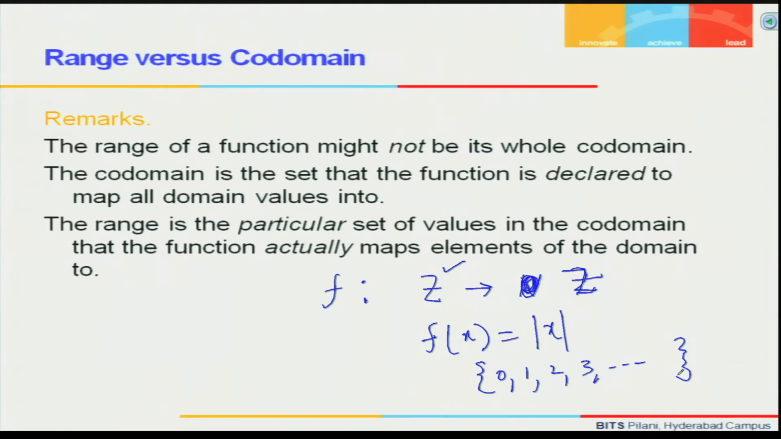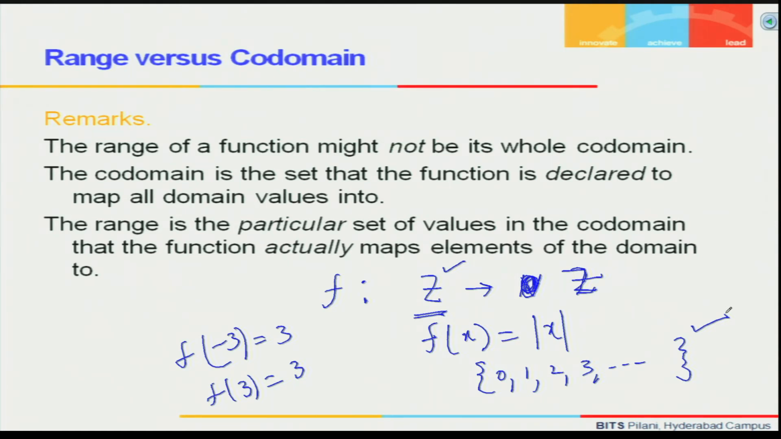What is the codomain? For every value of Z, if the element that I consider is -3, what is f of -3? It is 3. What is f of 3? It is 3. For all the negative integers, I get only the corresponding positive integers, and positive integers get the same number. So the range of this particular function will be 0, 1, 2, 3 and so on.